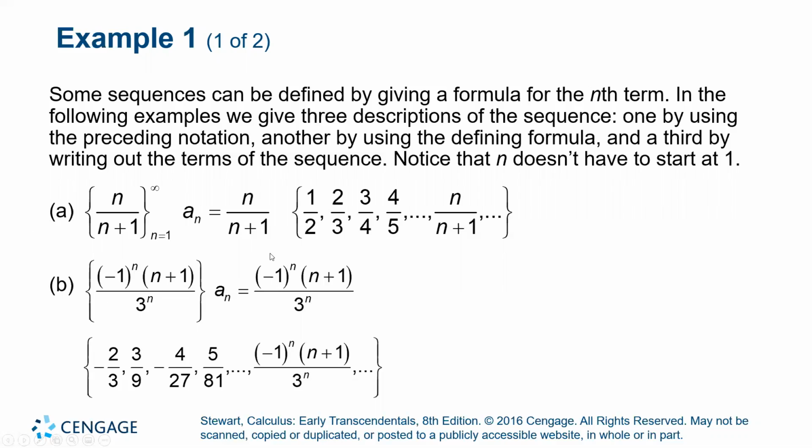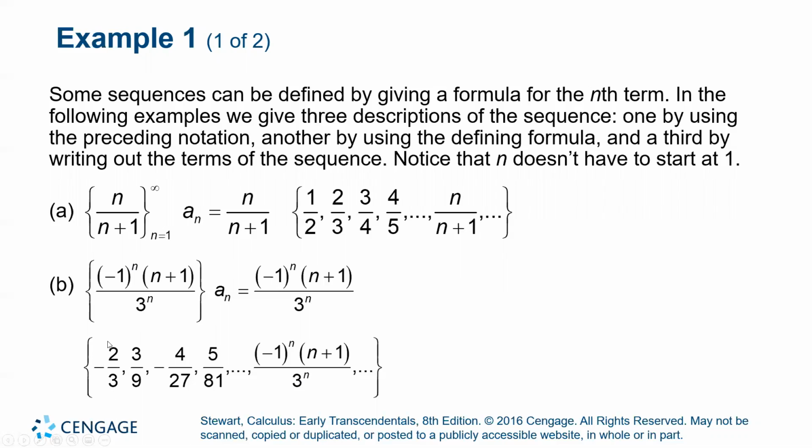The second notation form is showing us up top just the same way, a to the n equals, and then the same formula. So this last piece at the bottom here is an actual listing of the numeric values. So when n equals 1, we have -1 to the first times 1 plus 1. So that's -1 times 2 over 3 to the first. So we have -2 divided by 3, and that's our first term, -2/3.